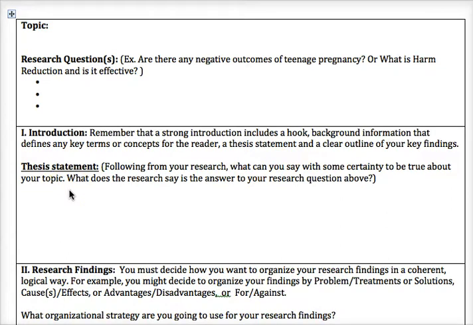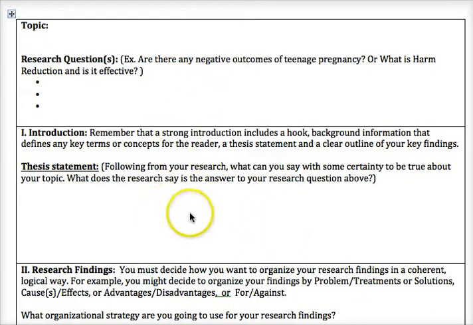And what does the research say is the answer to your research question above? So you can use the questions as a kind of bouncing off point for your thesis statement. And you can reframe your question. So if your question is, are there any negative outcomes of teenage pregnancy? Your thesis might be, the negative outcomes of teenage pregnancy are blank, blank, and blank as your key ideas.